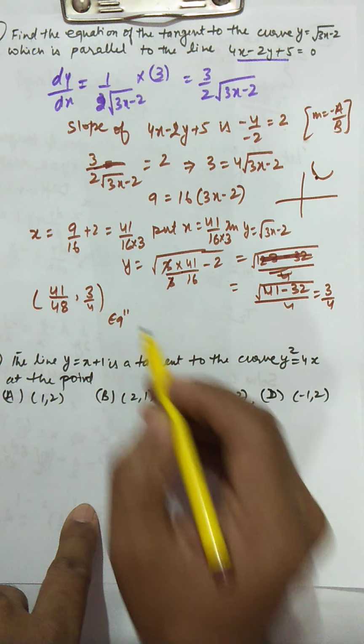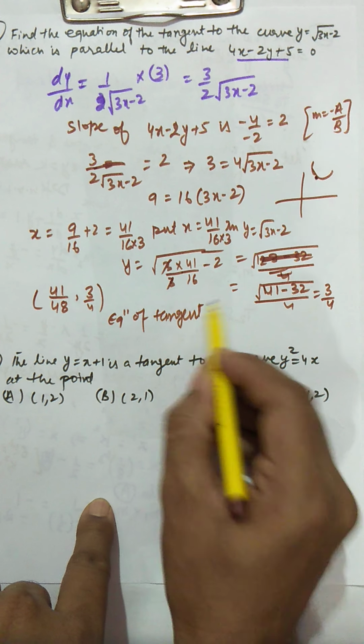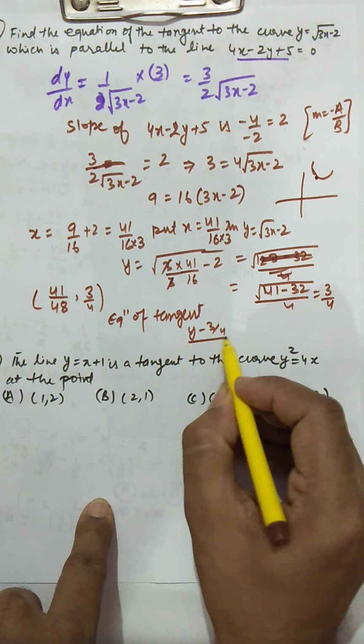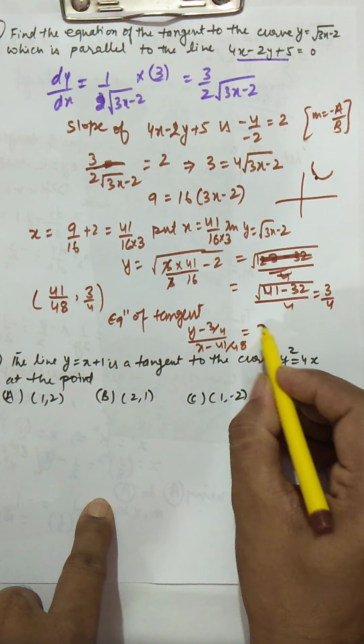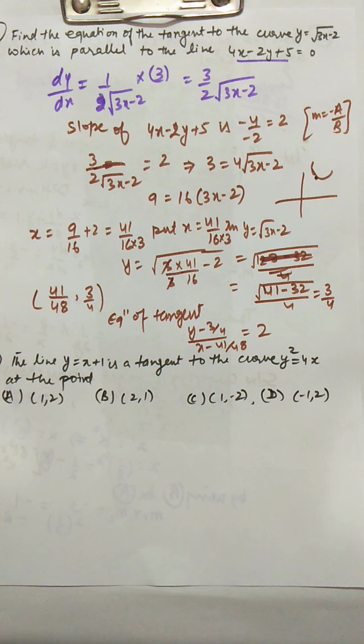So I am not simplifying, just putting the values. The equation of the tangent will be y minus 3 by 4 upon x minus 41 upon 48, and the slope is 2. So you simplify this and you will get the equation of the tangent.